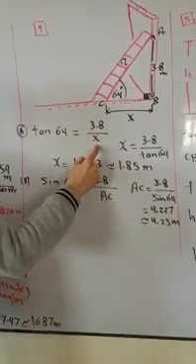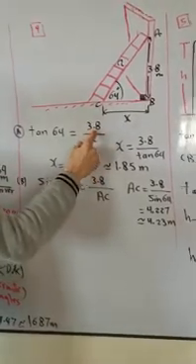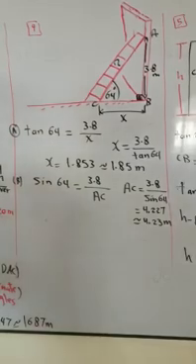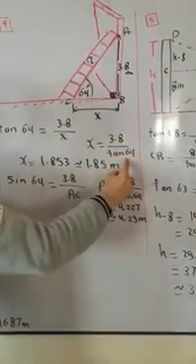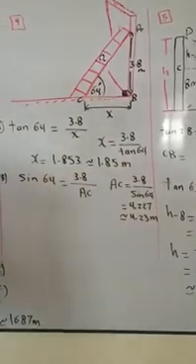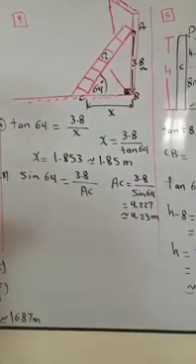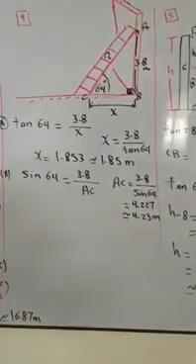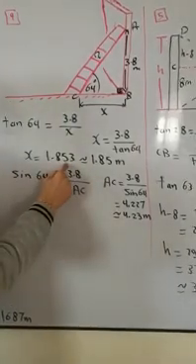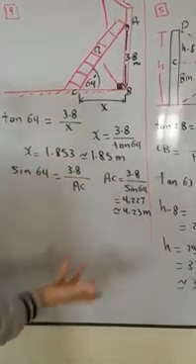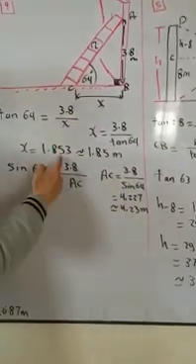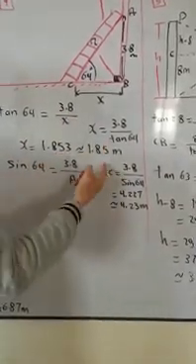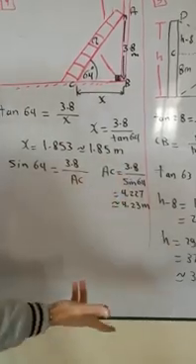How can I find the X? By dividing 3.8 by the tangent of 64. X equals 3.8 divided by tan 64, equals 1.853. But he wants the answer to the nearest hundredth, so I look to the hundredth digit. The hundredth digit is 5, and the previous number is 3, and 3 is a poor number, it doesn't give 1 to 5. So the last answer is 1.85 meters.